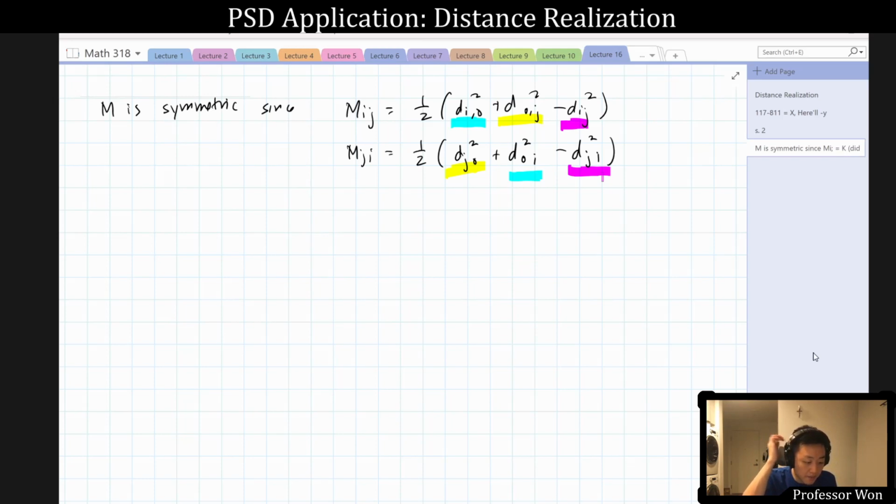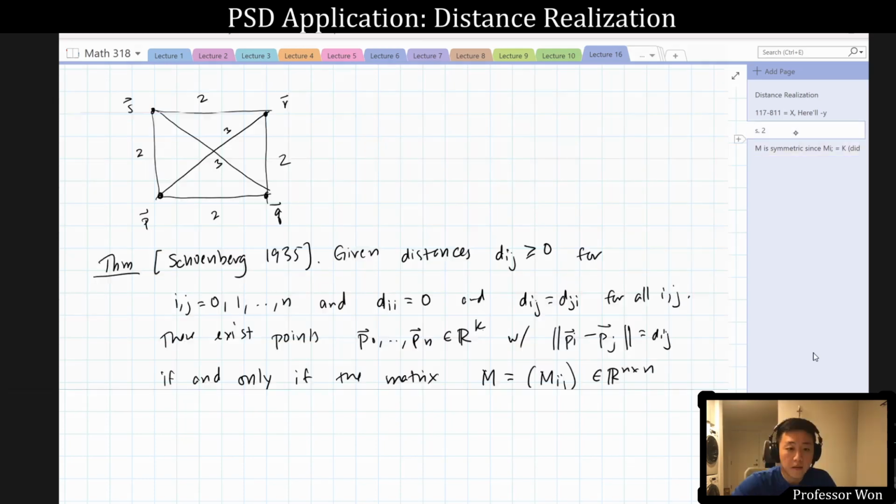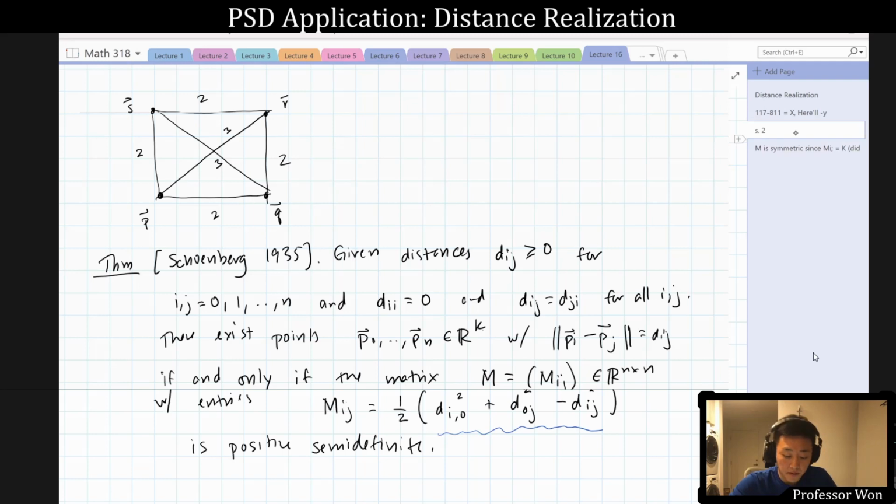Okay, so we can use this theorem to show that we cannot place these 4 points in Rk, any Rk, with the distances that we want. This square in the top left corner, no matter which Rk I pick, I won't be able to find 4 points living in that Rk that have these distances.